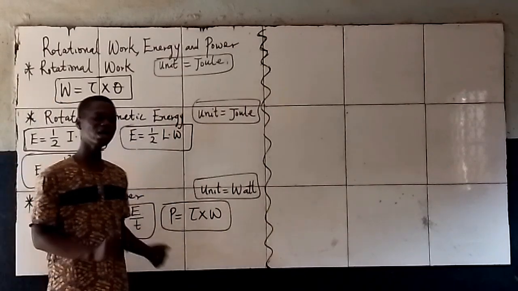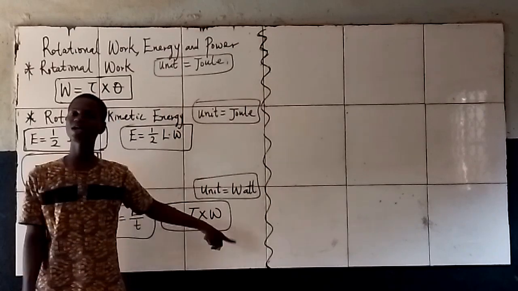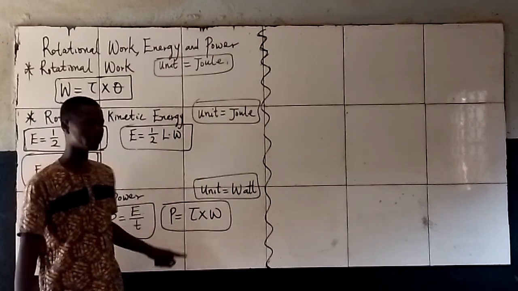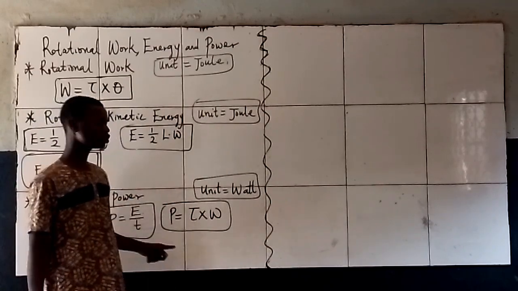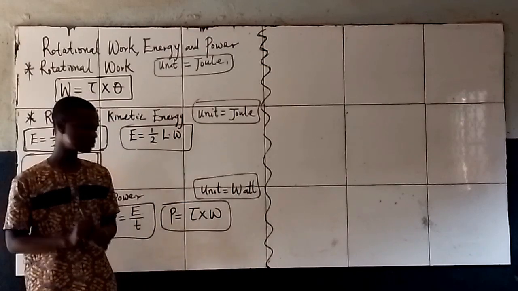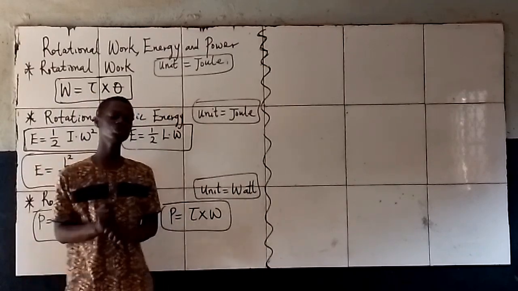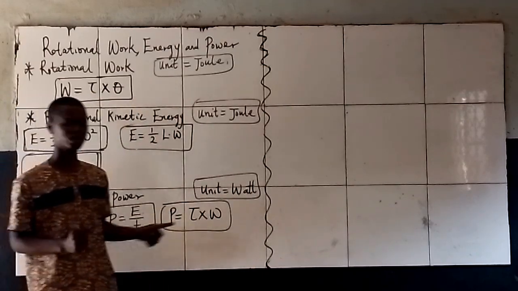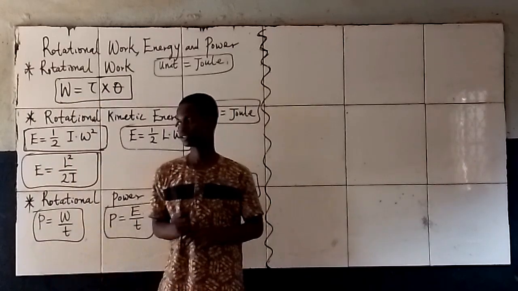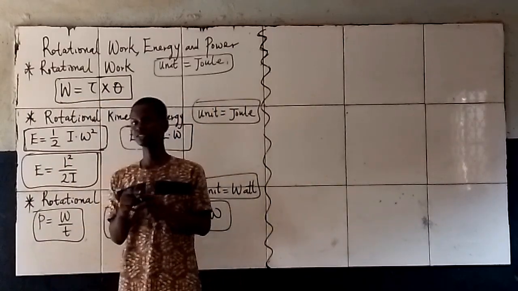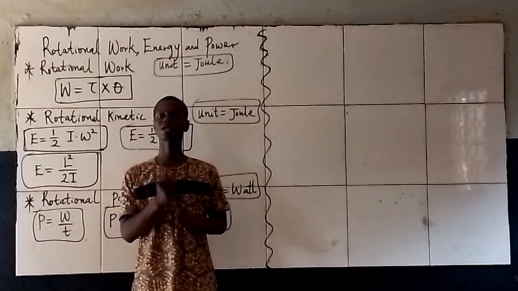But if you are given the torque and the angular velocity, to get the rotational power, the formula to use is rotational power is equal to torque times angular velocity, and this will give you the rotational power. And the unit should be what? Watt. So I clearly hope you understand all this that was said under rotational work, energy, and power.